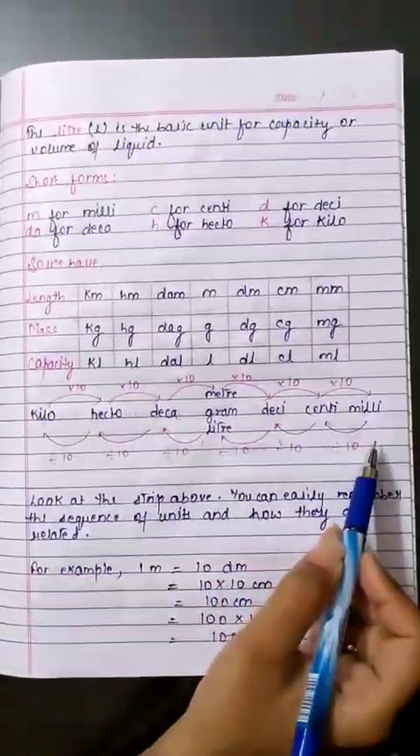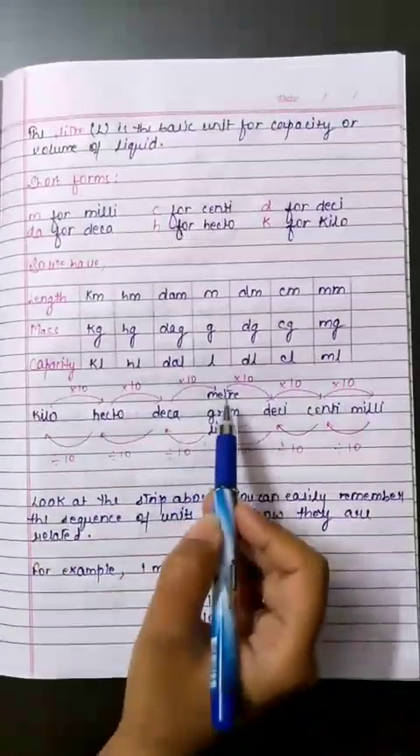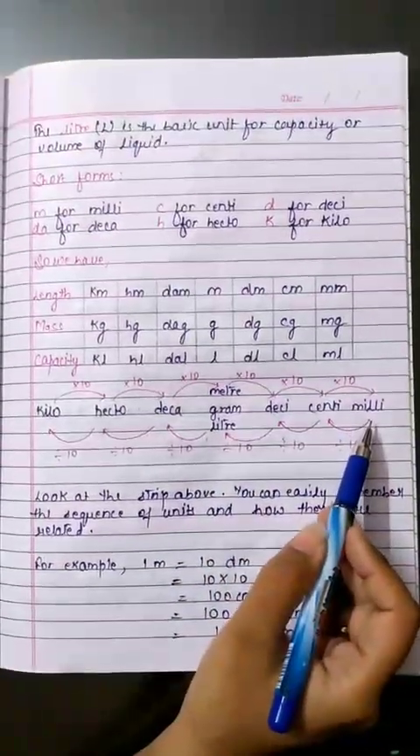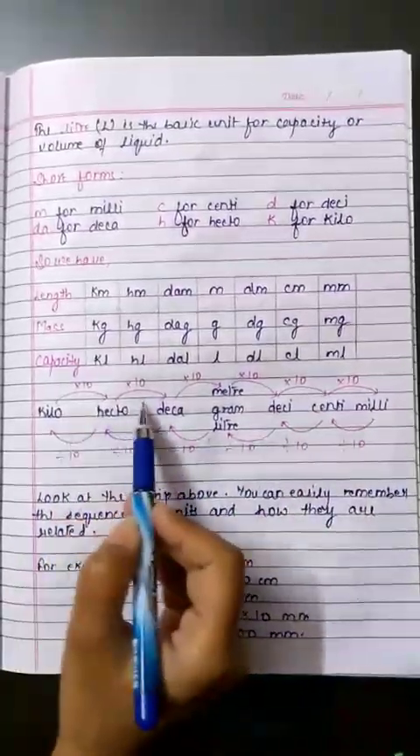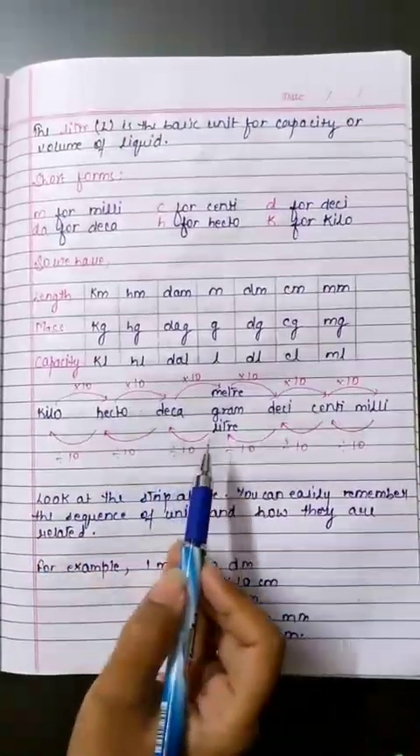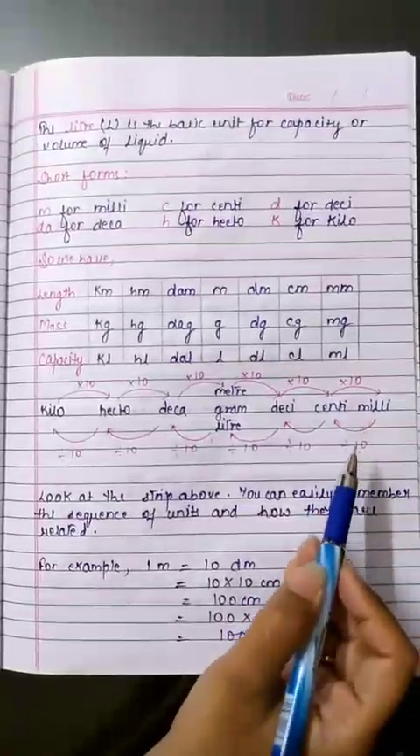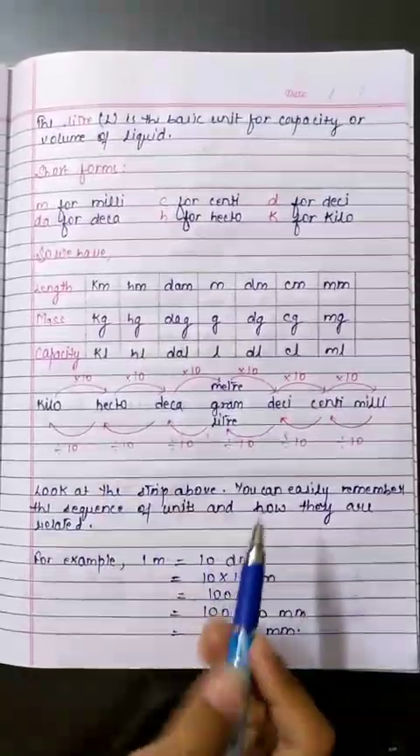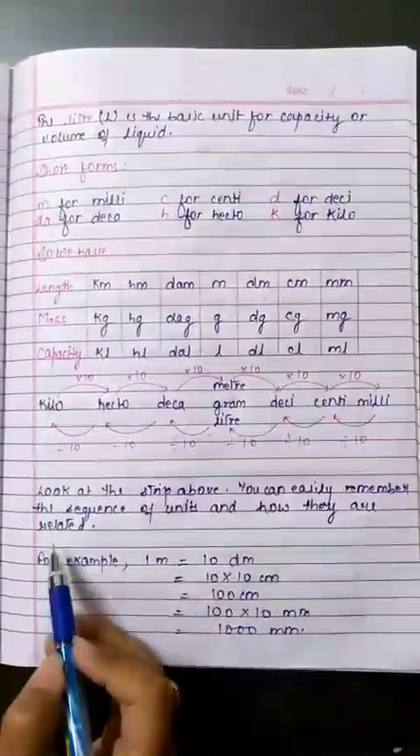Have a look at this strip. It is kilo, hecto, deca, meter, gram, liter, deci, centi, milli. Between every unit there is a jump of 10. While converting from a larger unit to a smaller unit, we multiply. And while converting from a smaller unit to a larger unit, we divide. Therefore, you can easily remember the sequence of units and how they are related.